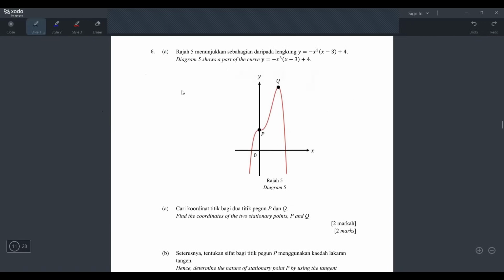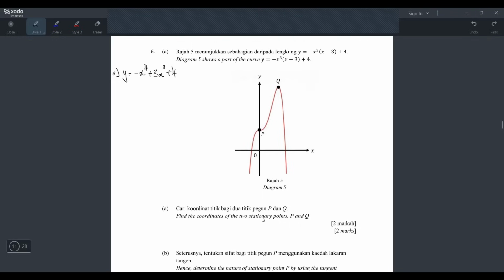Okay, let's continue. Number 6. I think this is differentiation. So let's go. Diagram 5 shows part of the curve y equals to this one. If I am you, I'll straight away expand this because I know I'm doing differentiation. And when you're doing differentiation, it's always better to expand first, right? So I'm just going to expand straight away. I don't even care what the question asks later. I'll just expand, become negative x power 4, and then negative times negative is positive 3x power 3 plus 4. So this is the equation of the curve.